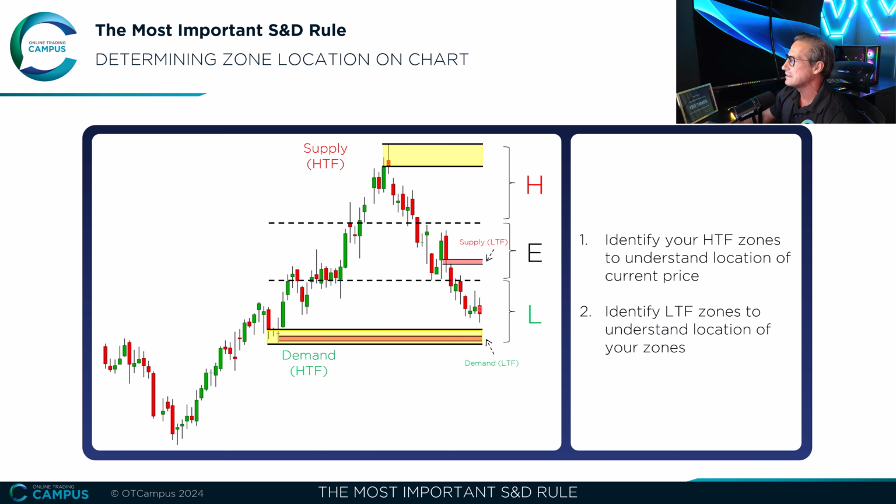So now, let's assume, and this is what you would do as a first step, you identify your higher time frame zones to understand the location of current price. Here, you see that current price is in the lower area, so that's how we can quantify that price is low. So buy low, sell high: using location, we can finally determine what that actually means. Exactly, that's what location is for.